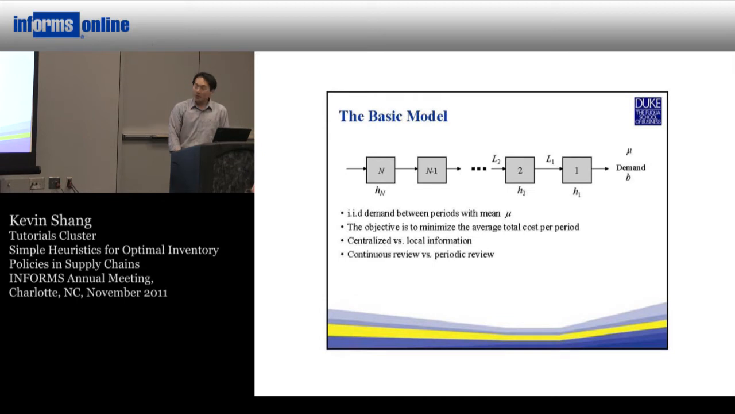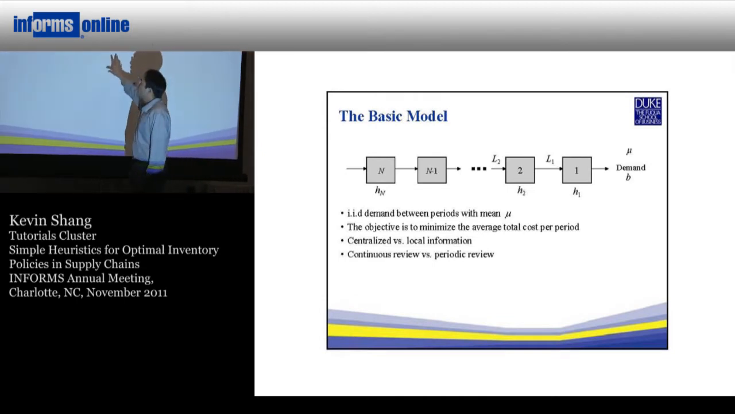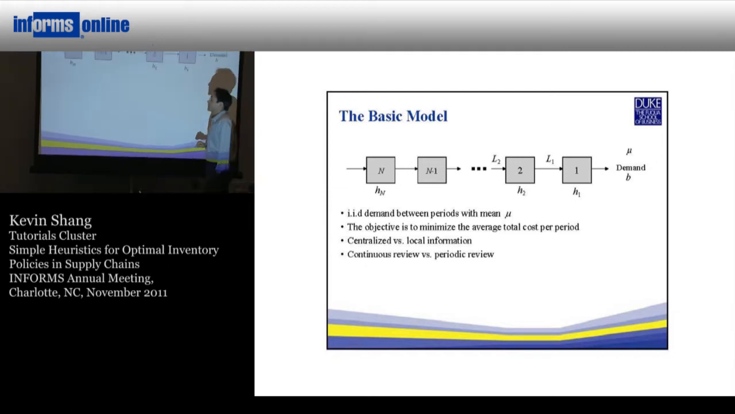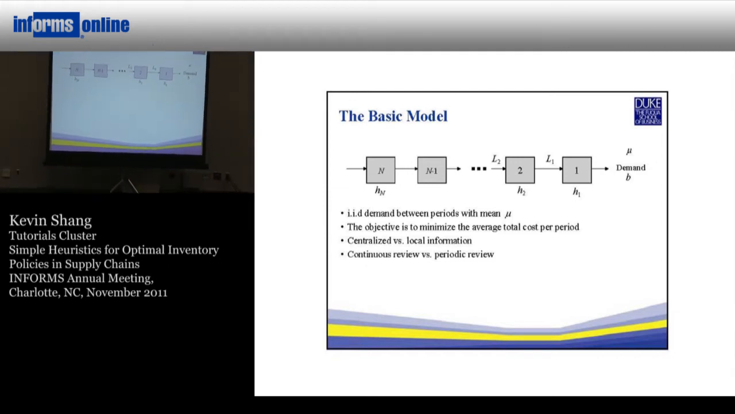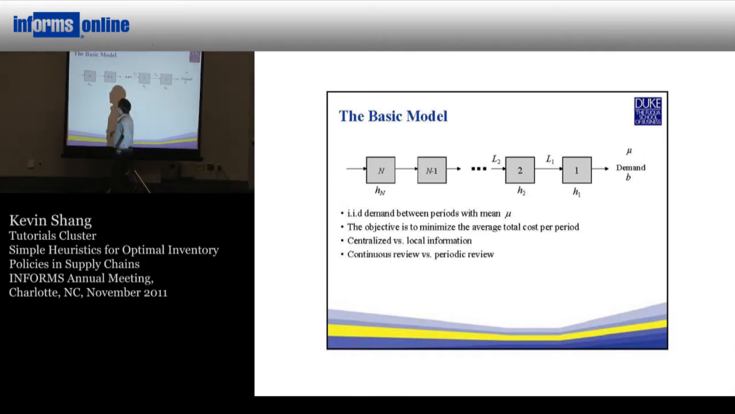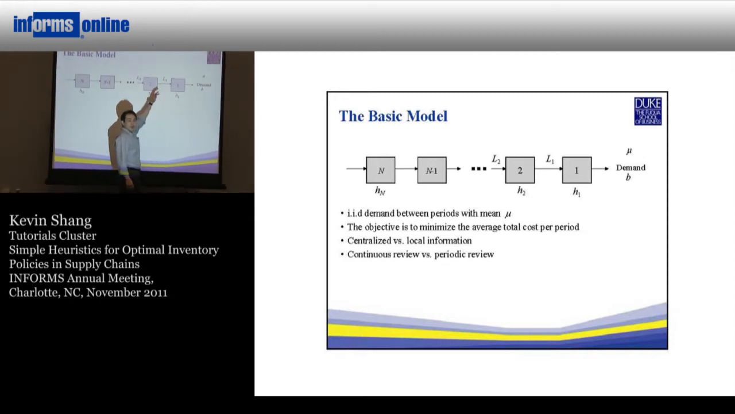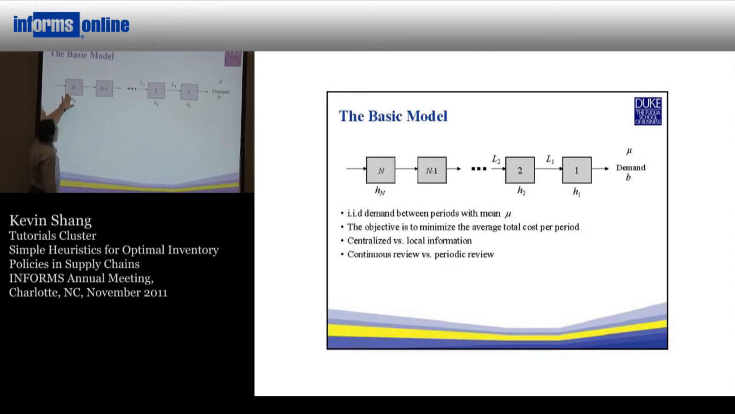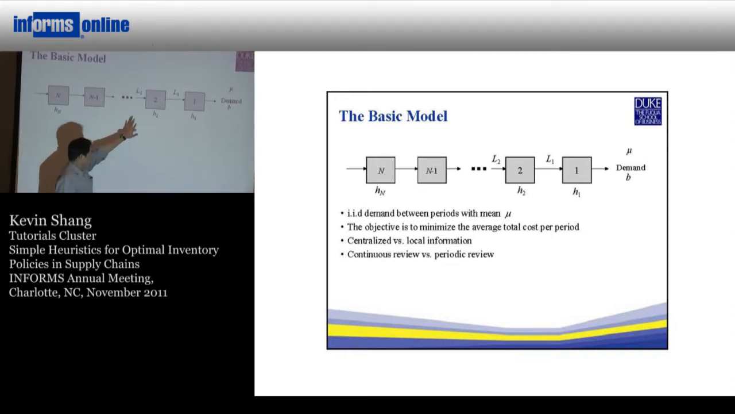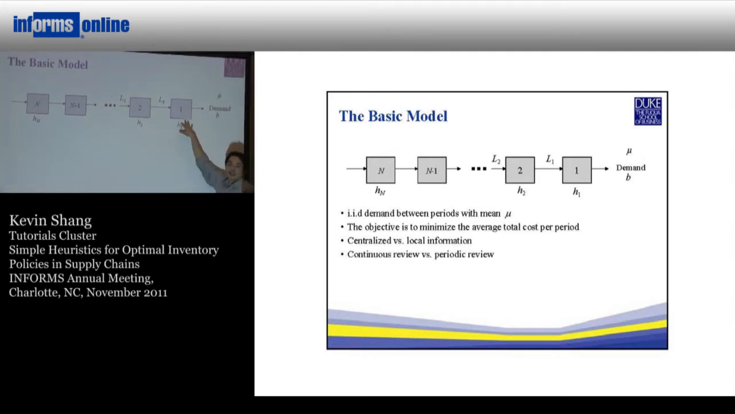So here is the basic model. Today I'm going to focus mainly on this very simple supply chain structure. We call it a serial system, in the sense that we have n locations in the supply chain. The arrows represent the material flow. We have stage n, n minus 1, and all the way to stage 1. You can think of stage 1 as the retailer who faces demand, and demand is stochastic.